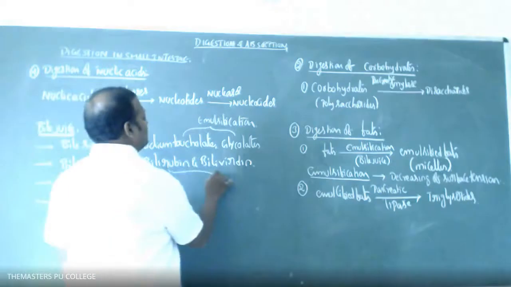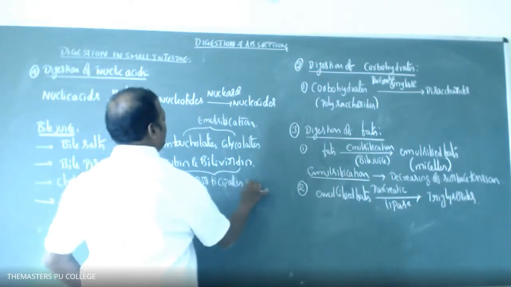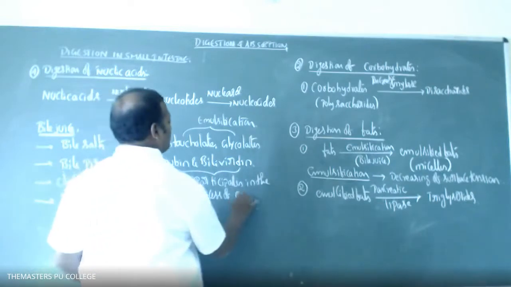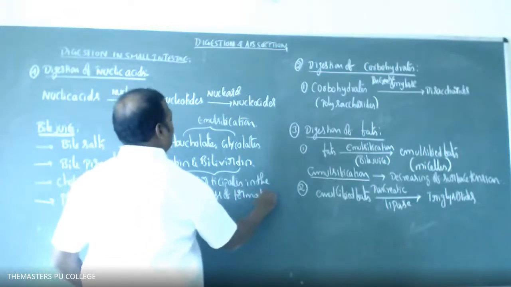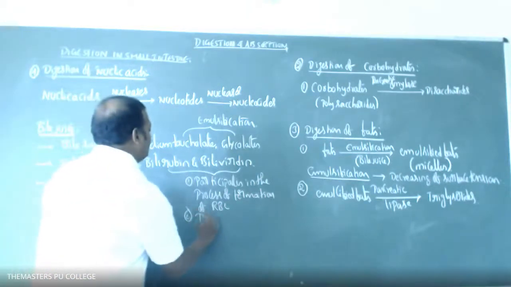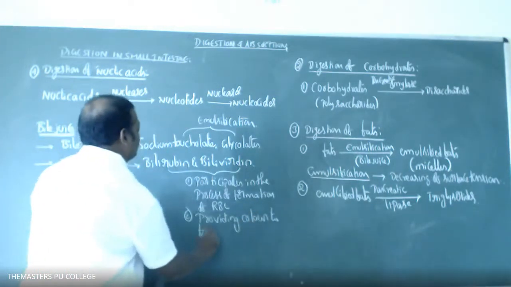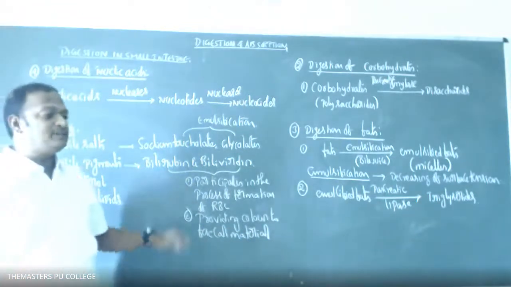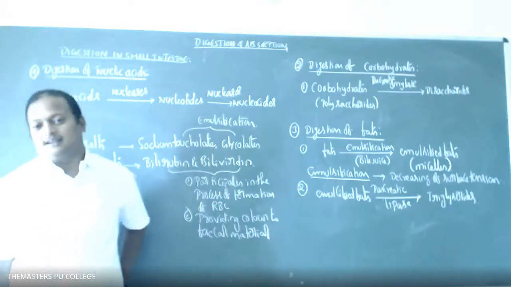Bilirubin and biliverdin have two functions. One, they participate in the process of formation of RBC. Second, providing color to fecal matter. By the presence of bile pigments only, fecal material has a distinct color. Otherwise, in the absence of bile pigments, the fecal material turns white.